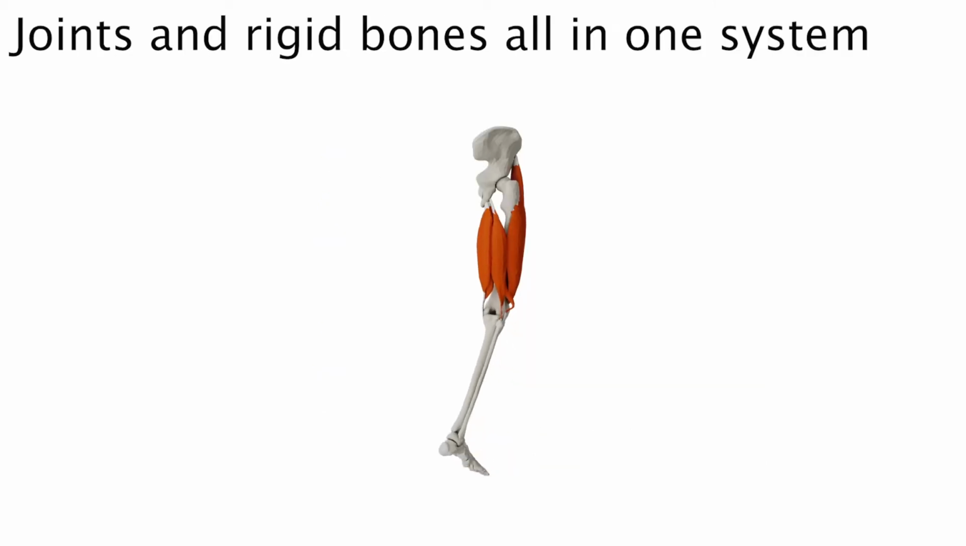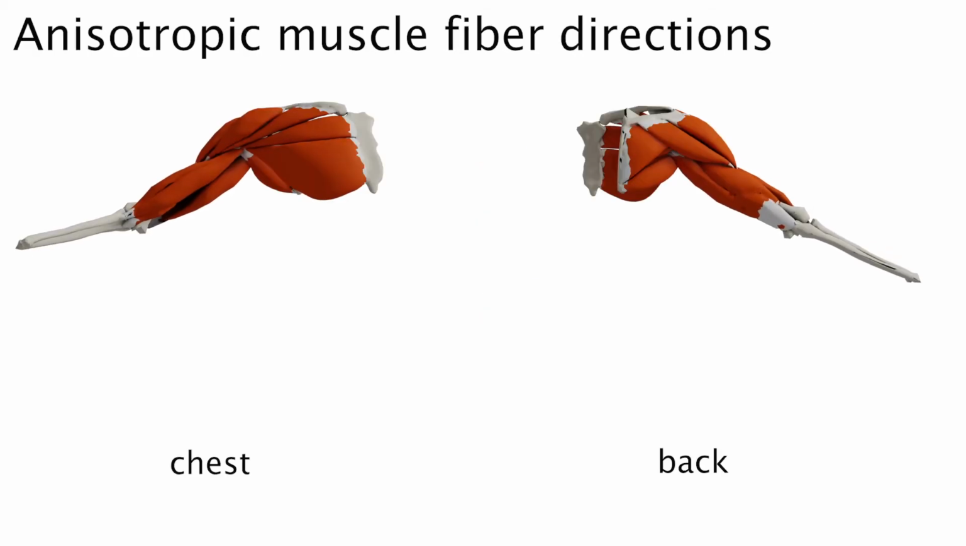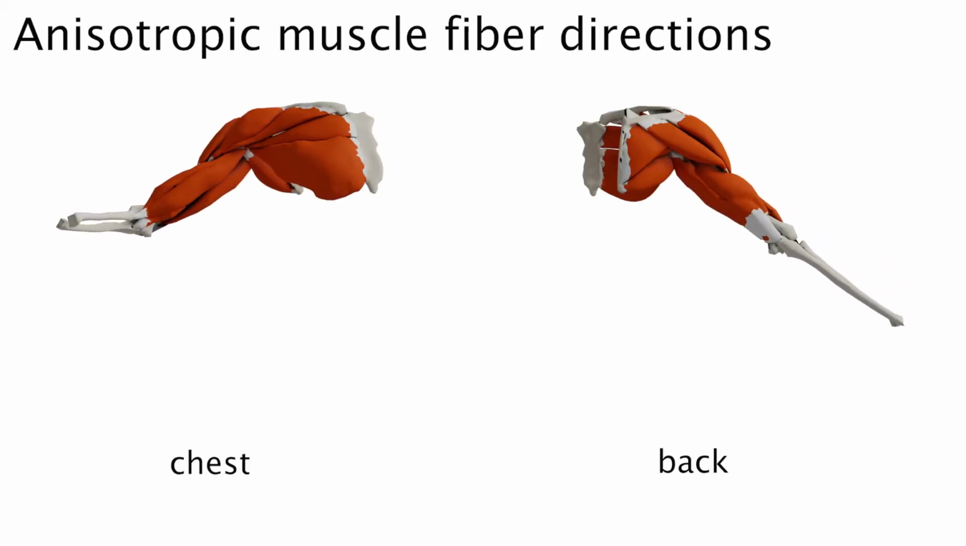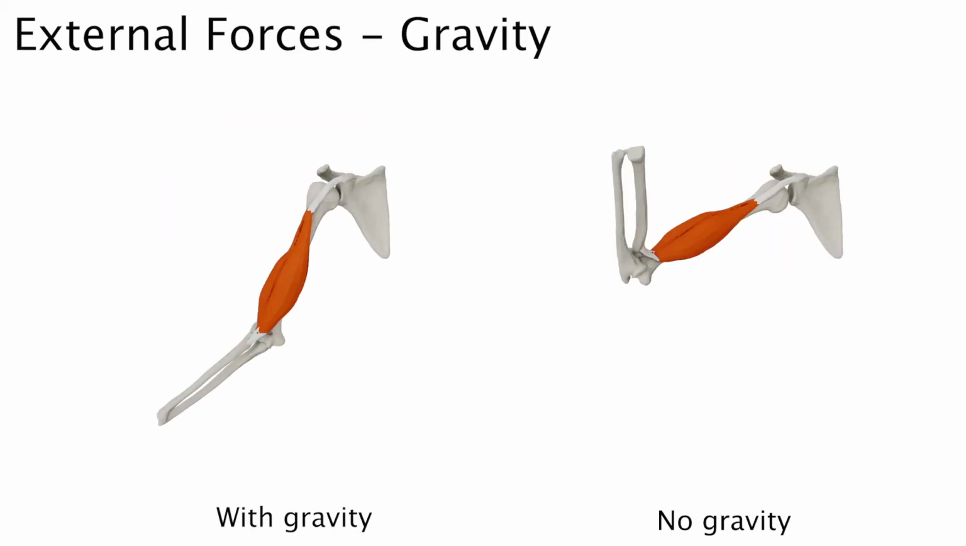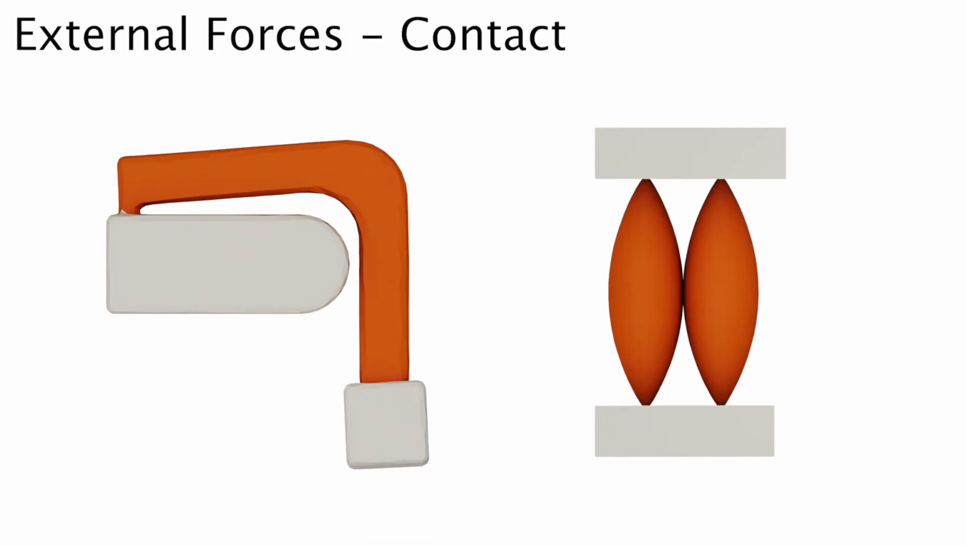In contrast to other methods that use non-trivial coupling terms to transfer muscle forces to bones, our framework handles muscles and bones in one simple system without the need for any coupling terms. EMU can handle large musculoskeletal systems with anisotropic fibers on multiple muscles. EMU handles external forces such as gravity and can also resolve collisions.